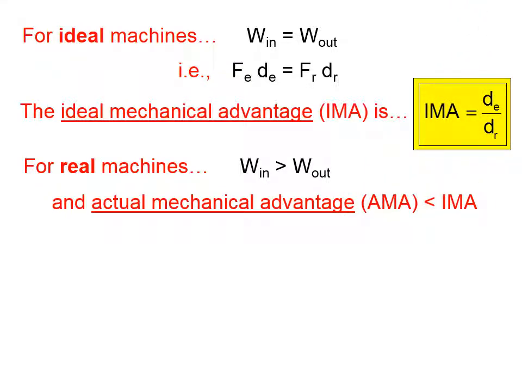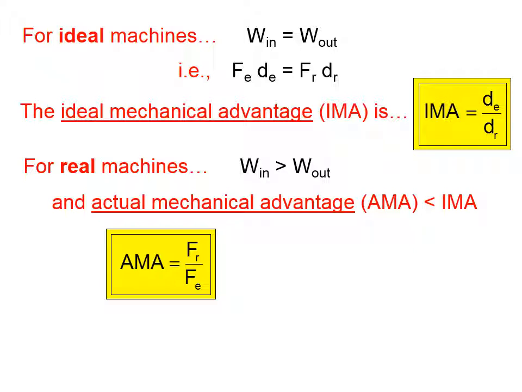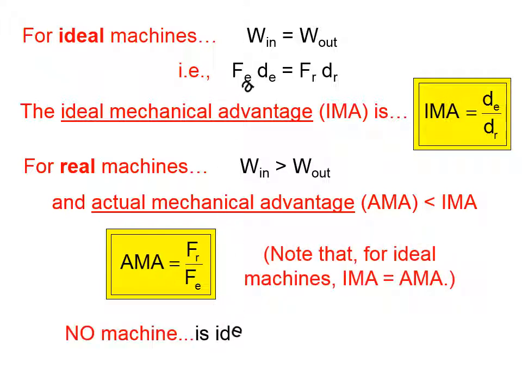So the amount of work that you get out in a real machine is always less than the amount you put in. And the actual mechanical advantage is a ratio of forces, resistance force divided by effort force. So the ideal mechanical advantage is a ratio of distances. The actual mechanical advantage is a ratio of forces. As you might guess, neither the ideal nor the actual mechanical advantage have a unit. They are simply numbers. In the real world, no machine is ideal.